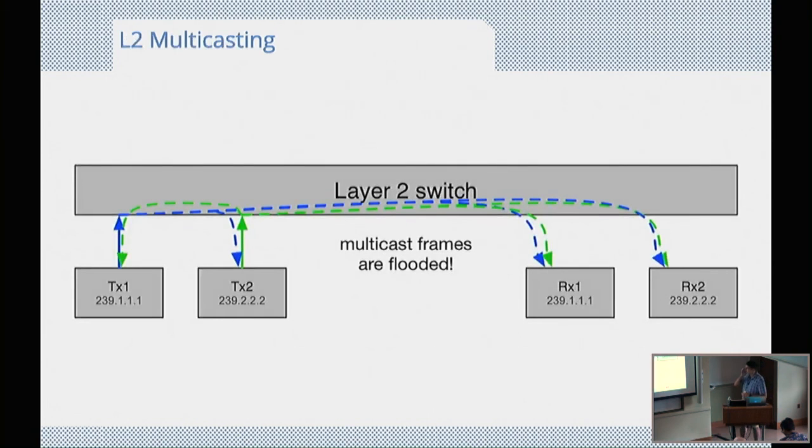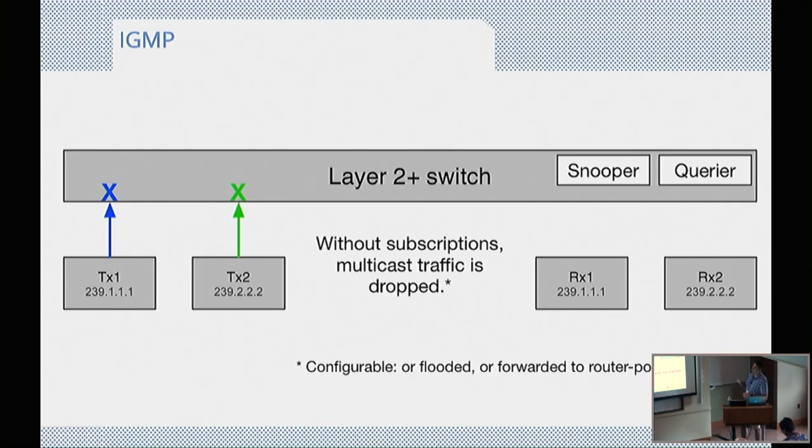So let's look at an example. If you have a pure layer 2 switch, you've got 2 transmitters there and 2 receivers here. It doesn't matter. All of those packets that get multicast out from those 2 transmitters are going to be received by everyone. On a layer 2 plus switch, if those 2 transmitters start sending but no one is subscribed to them, it will drop that traffic. It won't go anywhere. You can actually configure this. There's a little asterisk there, but this is the typical behavior.